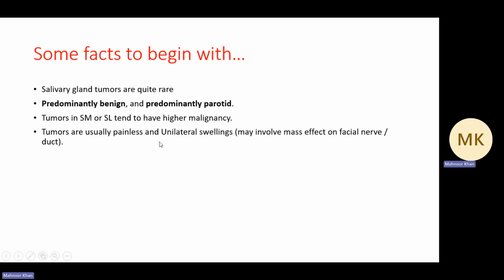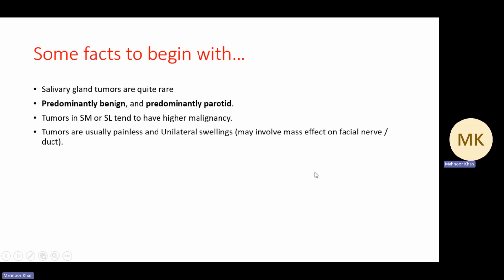And the tumors are usually painless and have unilateral swellings. They may have a mass effect on the facial nerve or the salivary duct and may cause facial nerve palsy. The reason I'm talking about the tumor being painless and unilateral swelling is that it could help you rule out a possible differential diagnosis when you compare infections, for example, mumps.